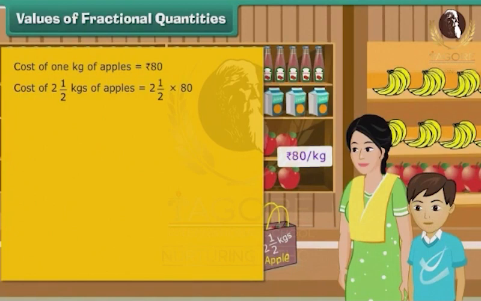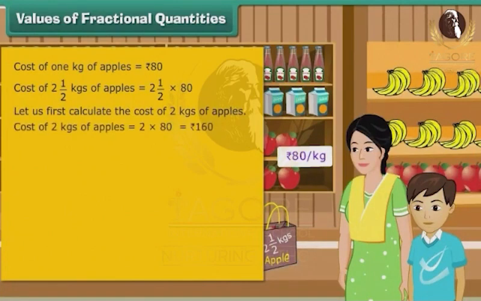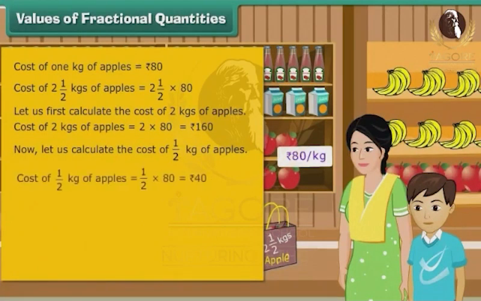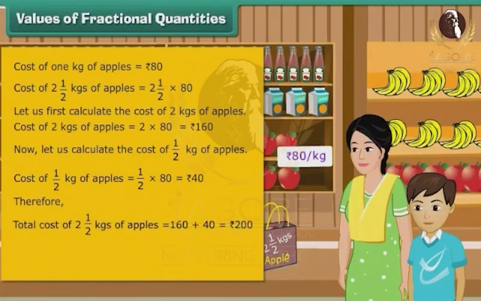2.5 multiplied by 80. Let us first calculate the cost of 2 kgs of apples. Cost of 2 kgs of apples is equal to 2 multiplied by 80, which is equal to ₹160. Now, let us calculate the cost of half kg of apples. Cost of half kg of apples is equal to 1 by 2 multiplied by 80, which is equal to ₹40. Therefore, total cost of 2.5 kgs of apples is equal to 160 plus 40, which is equal to ₹200. Rishabh's mother paid ₹200 for 2.5 kgs of apples.